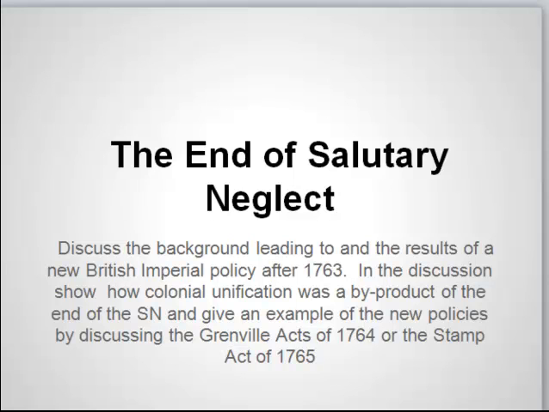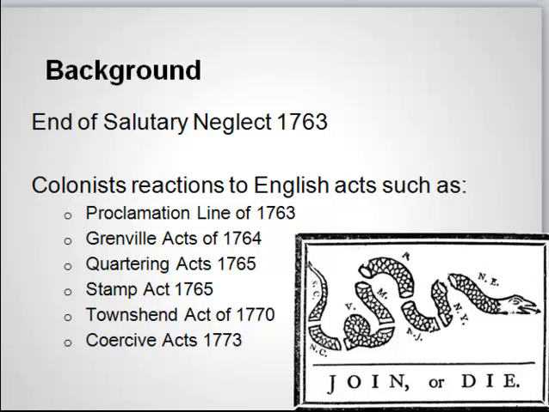So to begin with concept 1, we're just going to look at the end of salutary neglect. So just a little bit of background before we get to concept 1. Understanding salutary neglect comes to an end after 1763, which represents the end of the French-Indian War. And we'll talk more about that later.